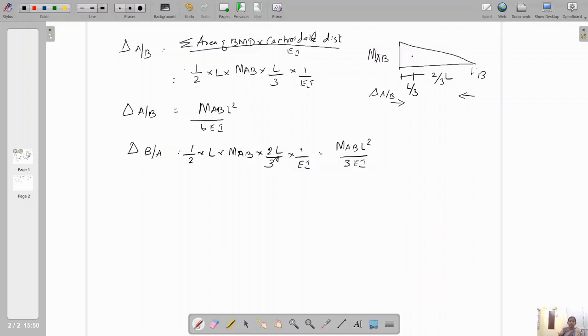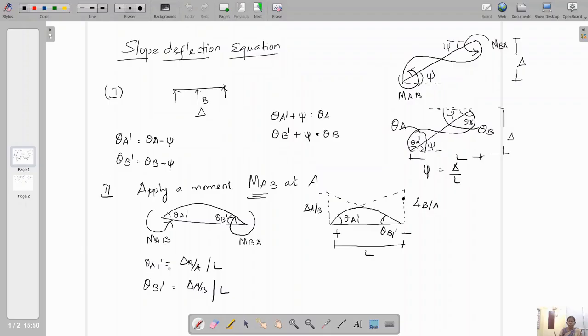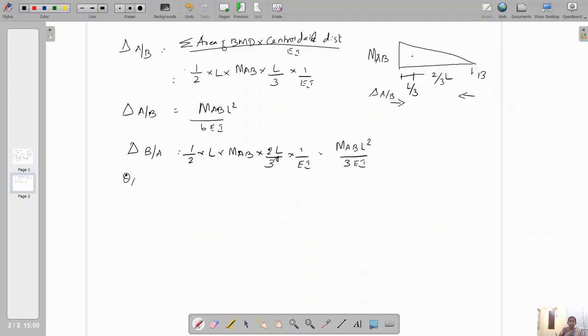So our previous relation: theta A1 dash equal to delta B towards A divided by L, theta B1 dash equal to delta A towards B by L. We are going to apply theta A1 dash equal to delta B by A divided by L, MAB L square by 3EI into 1 by L. So it will be MAB L by 3EI.